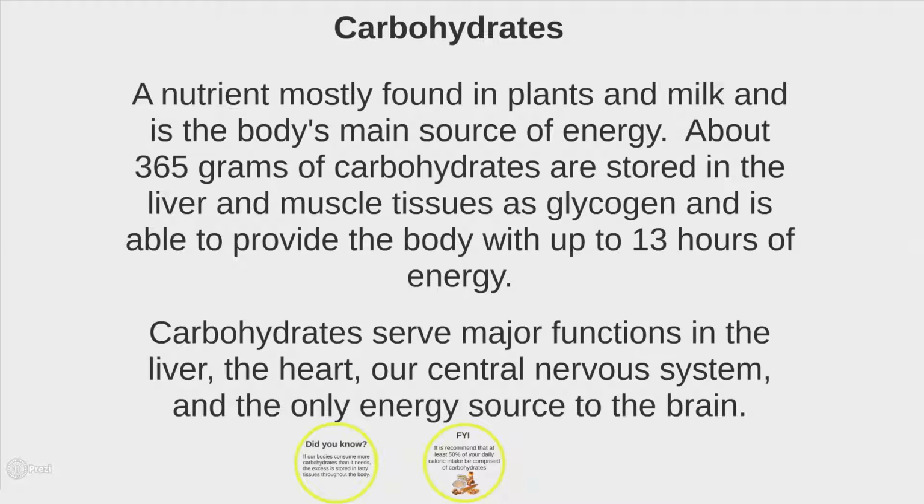Carbohydrates, a nutrient found mostly in plants and milk, are considered the body's main source of energy. On average, about 365 grams of carbohydrates are stored in the liver and muscle tissues as glycogen. Glycogen is able to provide the body with up to approximately 13 hours of energy to perform moderate activities.